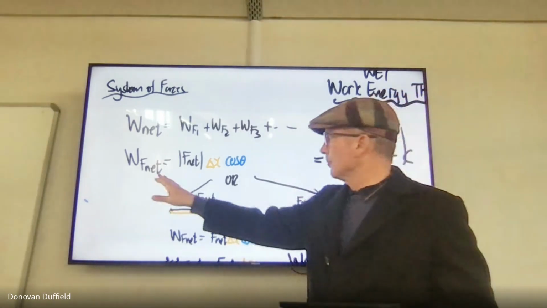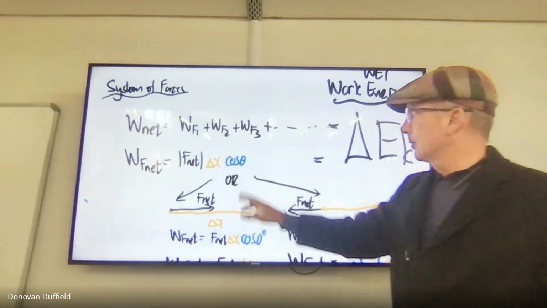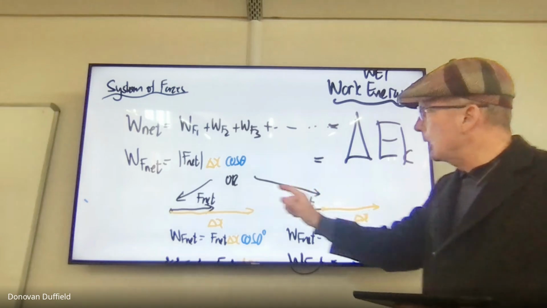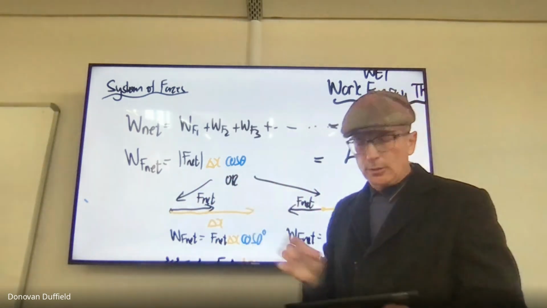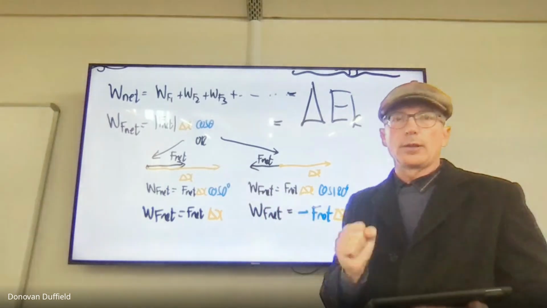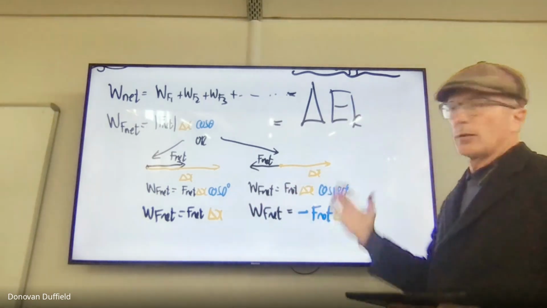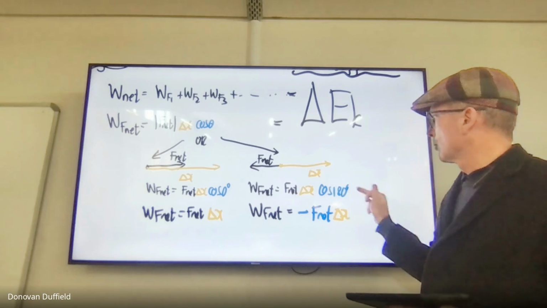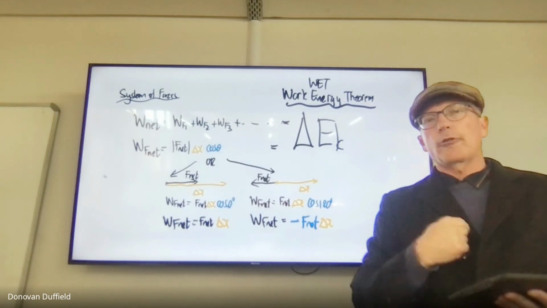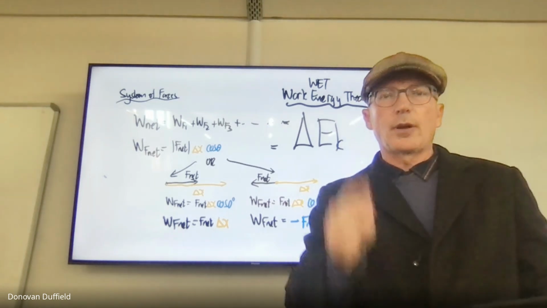The other option is to use WF net, where you work out the F net, and then you multiply by the change in position and the cos of the angle between the net force and the change in position. So if your F net and your delta x are in the same direction, it will be cos 0. If they are in the opposite direction, then it's going to be cos 180. Right, so the work-energy theorem is not my first port of call. I only use it if I'm forced to use it.